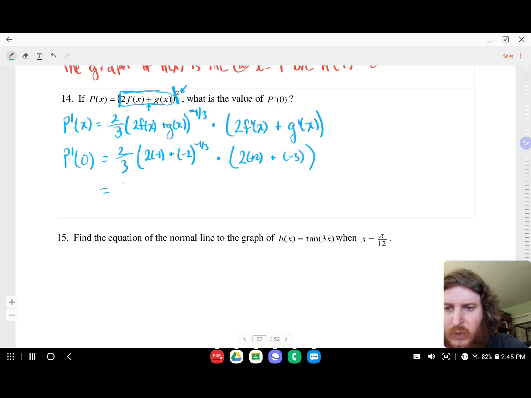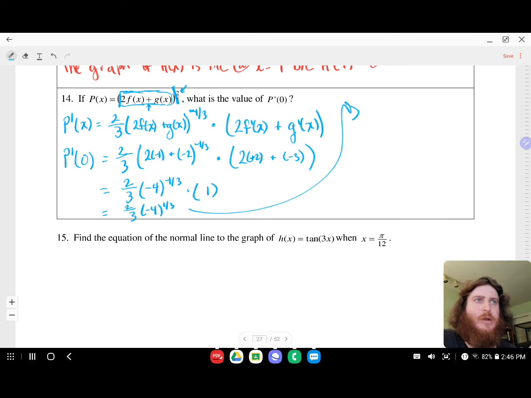So this gives us 2/3 times negative 2 minus 2 is negative 4 to the negative 1/3 power times 2 times 2 is 4, and then 4 minus 3 gives us 1. So this is 2/3 times 1, so times negative 4 to the negative 1/3 power. And that's kind of a fine answer, but now let's think about what happens to that.